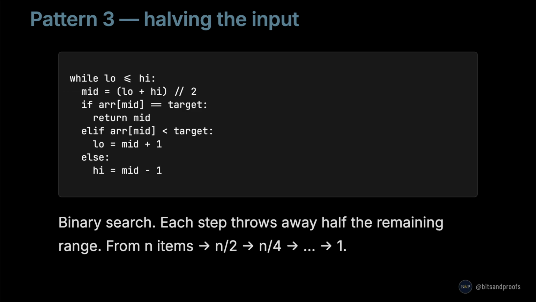Each step throws away half the remaining range. We start with n items. After step 1, n over 2. After step 2, n over 4. And so on until we are left with one item. The number of times you can halve n down to 1 is log base 2 of n. That's the depth. So binary search is O of log n. Logarithmic time, doubling the input only adds one more step. This is the complexity class that lets you search 1,000,000 items in 20 steps and 1,000,000,000 items in 30. The magic of halving.